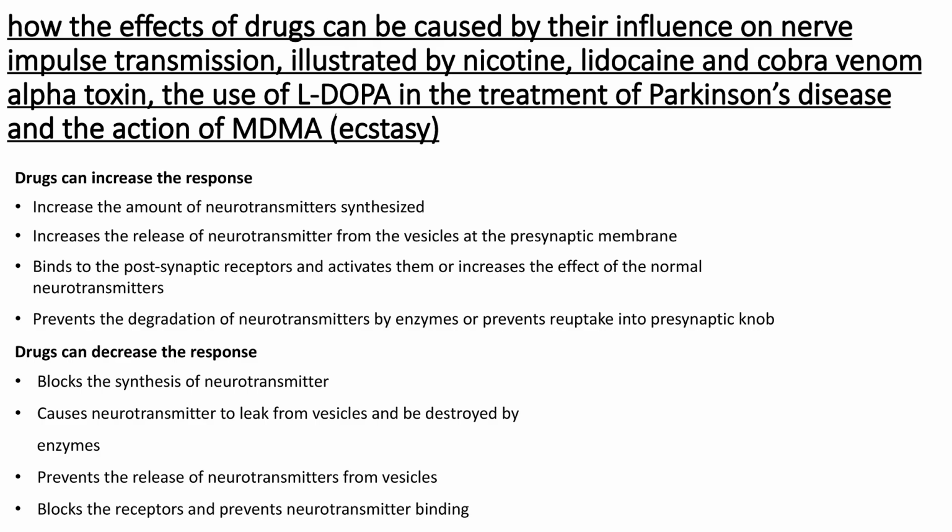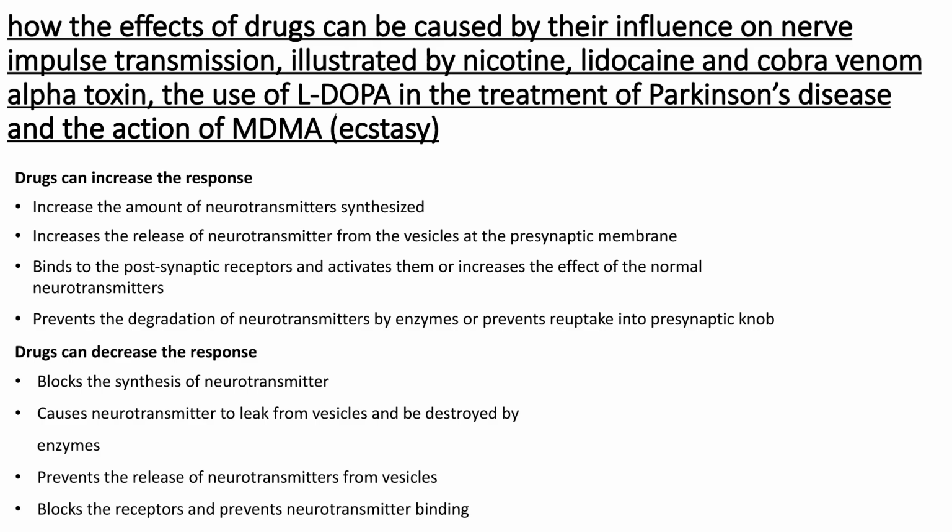Drugs can decrease the response of nerve impulse transmission in the following ways. Firstly, they block the synthesis of neurotransmitters. So no neurotransmitters can be synthesized and sent to the postsynaptic membrane or released into the synaptic cleft.